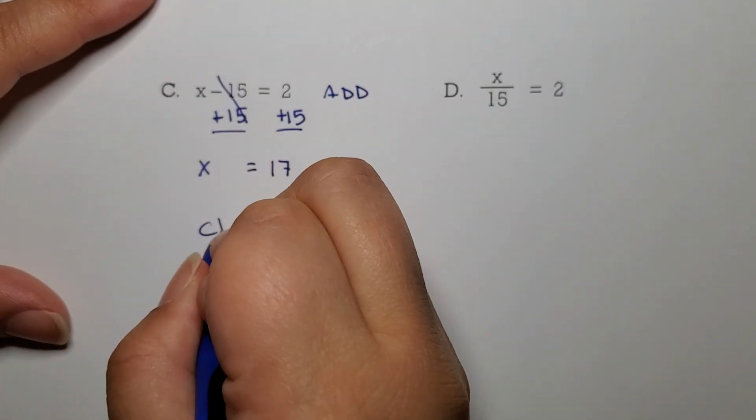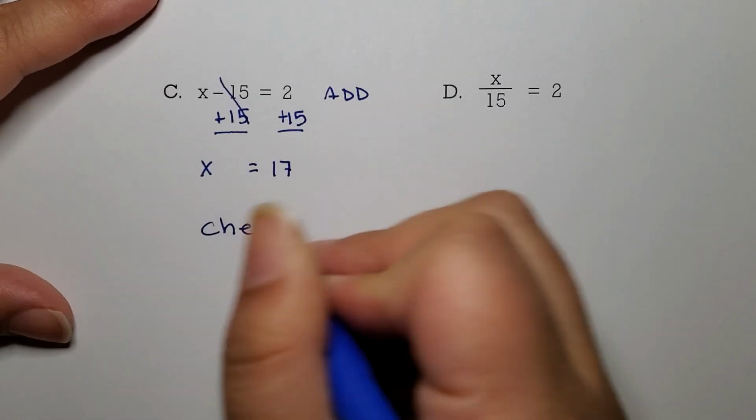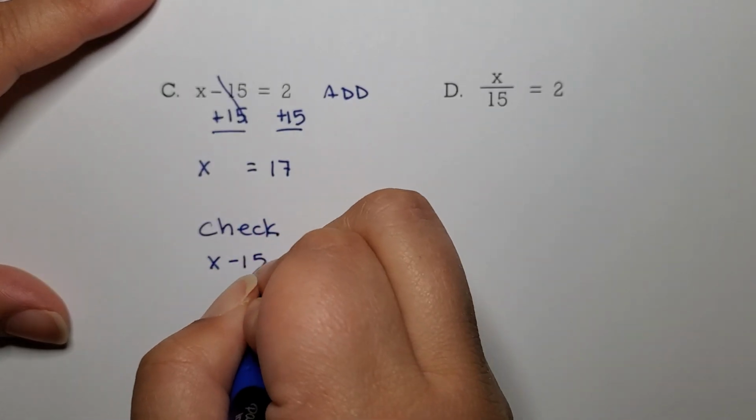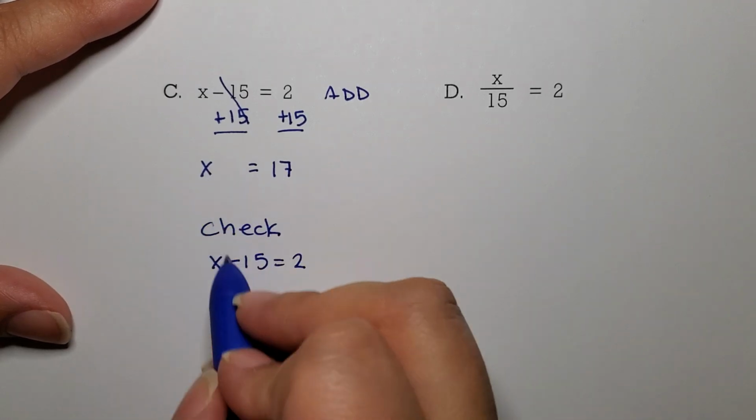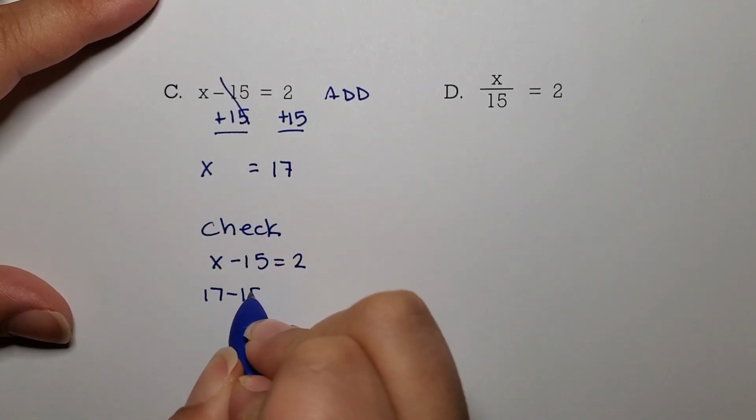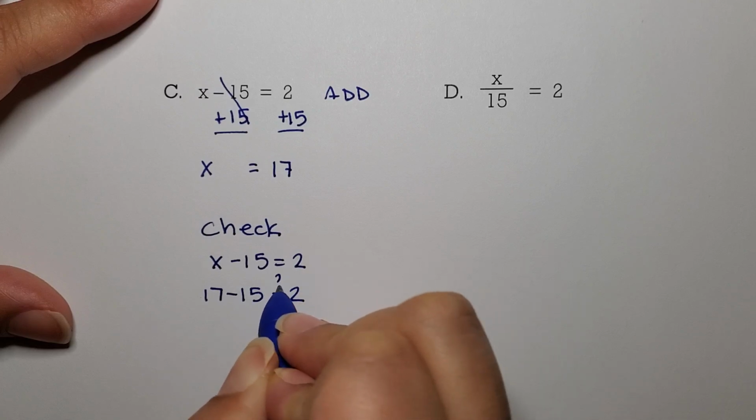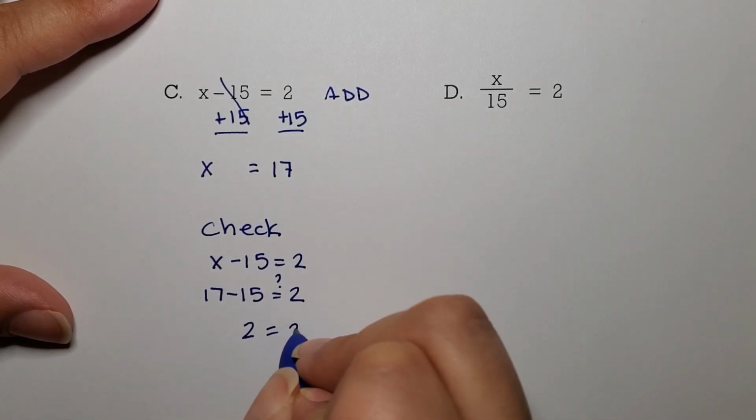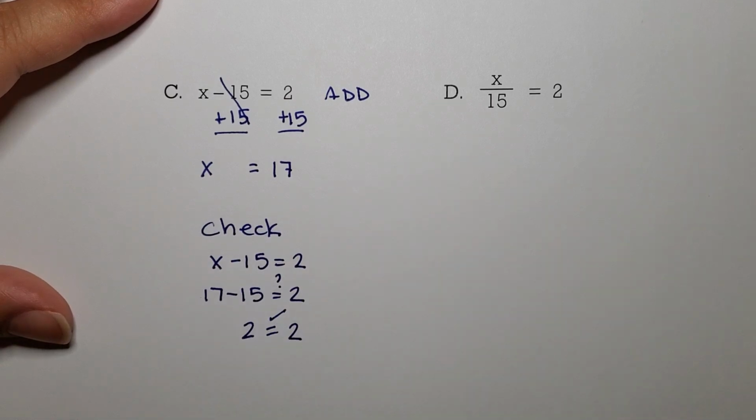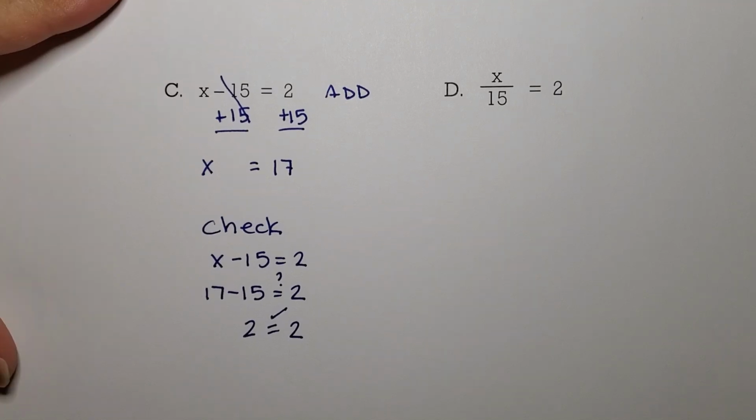Let's do a check. So we have x minus 15 is equal to 2. So we're going to substitute that 17 in. I do get 2 when I subtract. So it looks good. All right, and let's do the last one together as well.